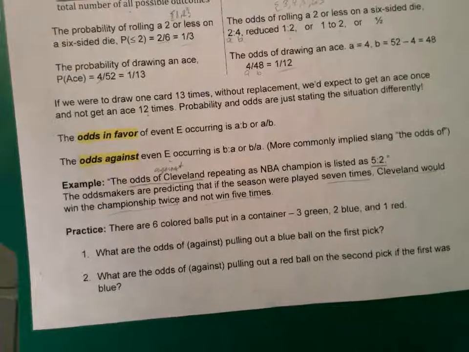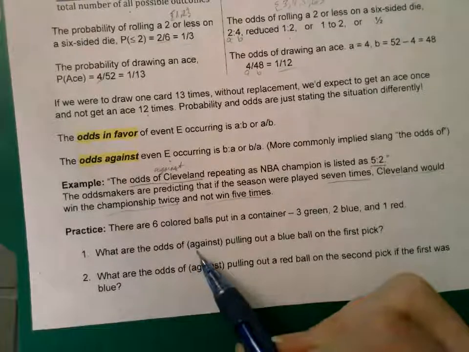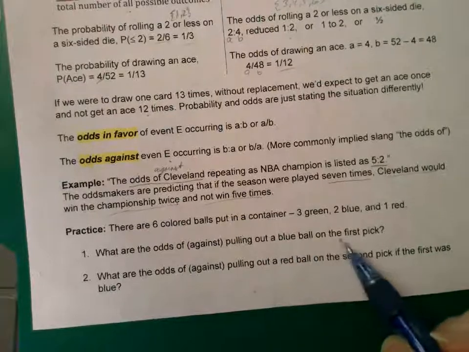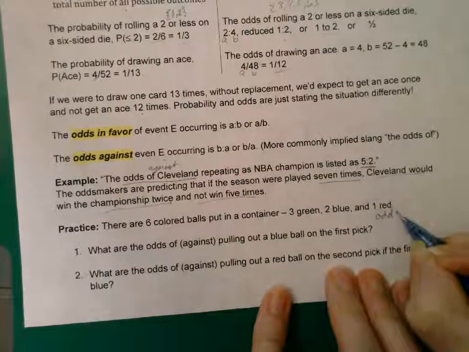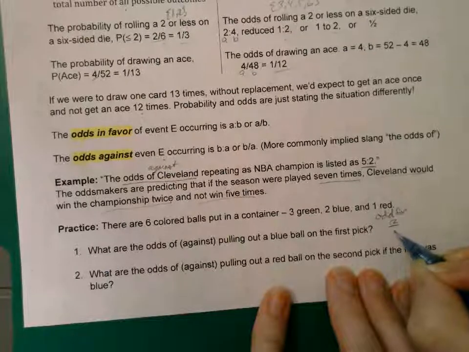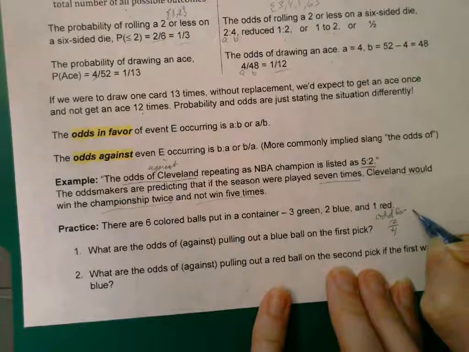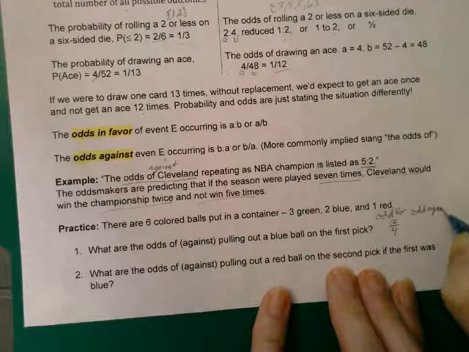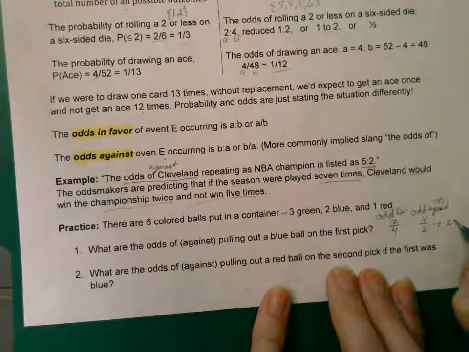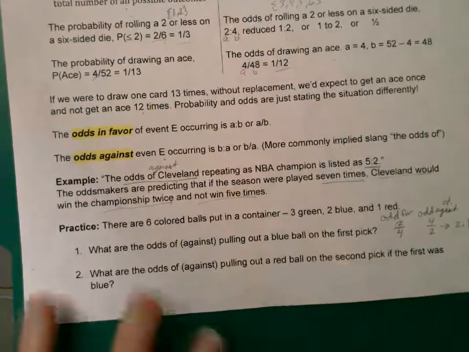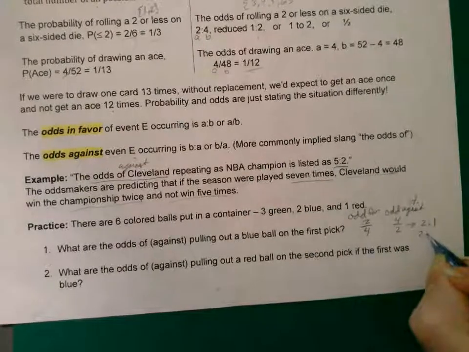Okay. So for practice, we have our 6 colored balls in our container, 3 green, 2 blue, 1 red. What are the odds of pulling against, pulling out a blue ball on the first pick? So sometimes I think of odds for, which would be there's 2 balls, 6 altogether. So 2 balls I want, 4 balls I don't want. So odds against, or odds of, would be 4 over 2. We always want to reduce and then watch whatever form they want it in. 2 to 1, or 2 over 1, or you can use the literal word 2.